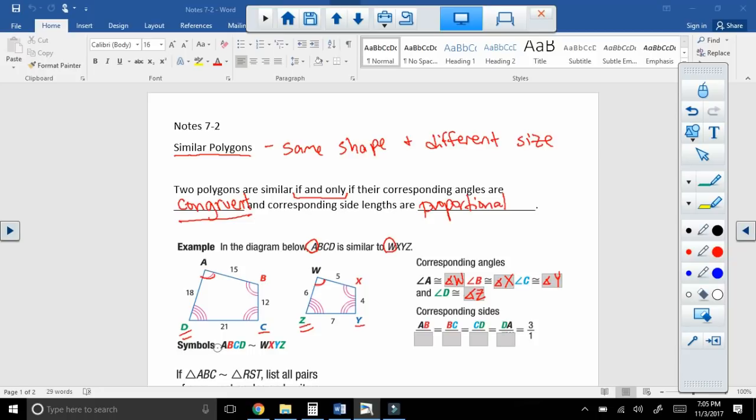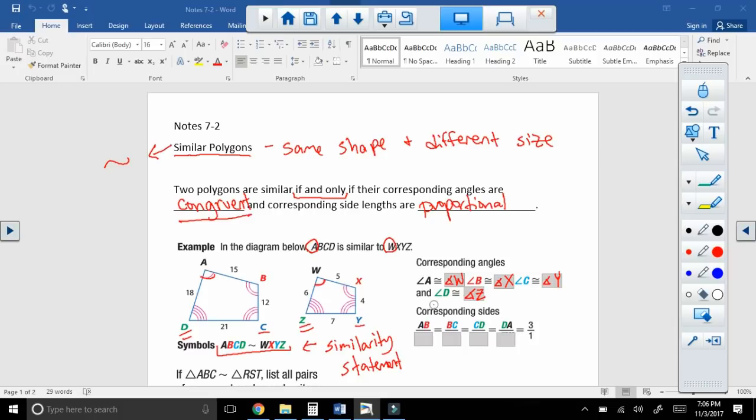What we have down here is called a similarity statement. Just like when we did our congruency statement and you had to line things up, you're going to have to line things up here too. And just in case you didn't know, that one squiggle means that they are similar. It's just a symbol for that.